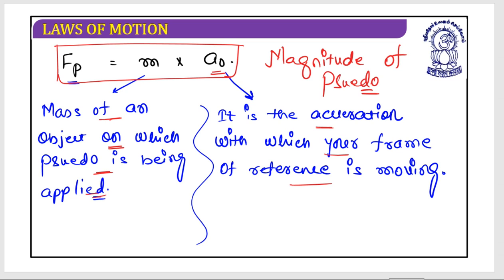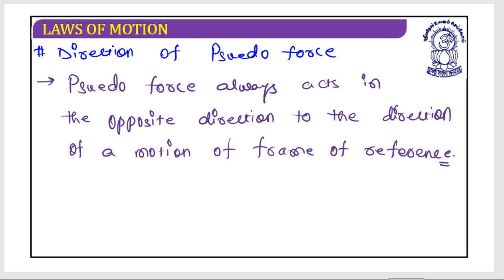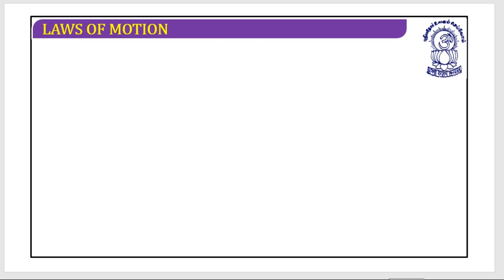Now, the direction of the pseudo force always acts opposite to the direction of motion of the frame of reference. So if my frame of reference is moving in the positive x direction, I need to apply a pseudo force in the negative x direction, and so on. Is it clear? Do you understand this fully? Yes. Okay, great. Let's work on the questions.